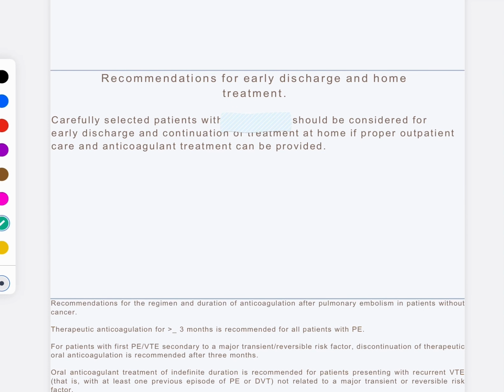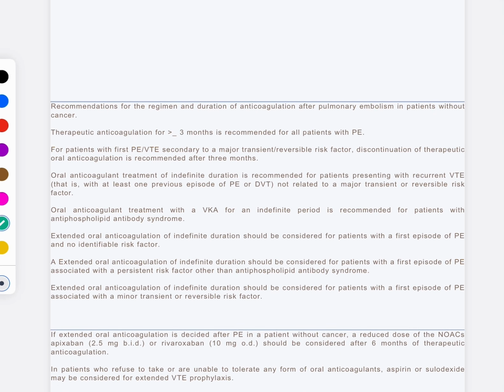Recommendations for early discharge and home treatment. Carefully selected patients with low risk PE should be considered for early discharge and continuation of treatment at home. If proper outpatient care and anticoagulant treatment can be provided, you can discharge these patients. Now, duration.